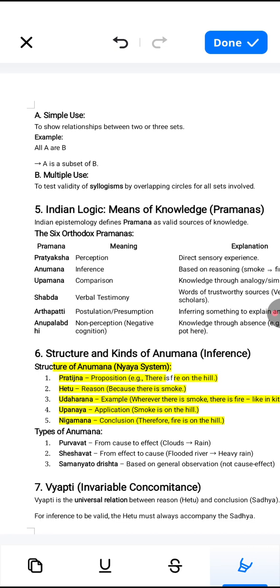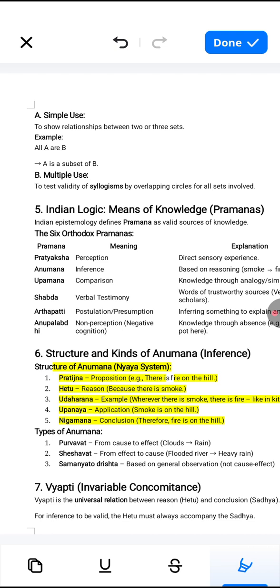First we have Purvas, that means from cause to effect. For example, cloud to rain. If we see cloud, then that means rain is happening after some time. Next we have Seswar, which means from effect to cause, flooded river and heavy rains.